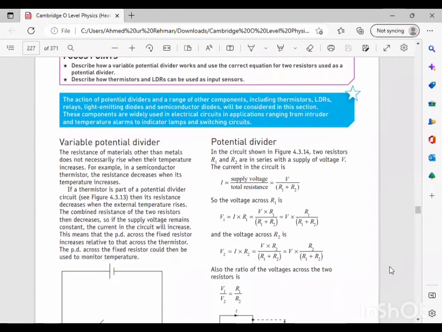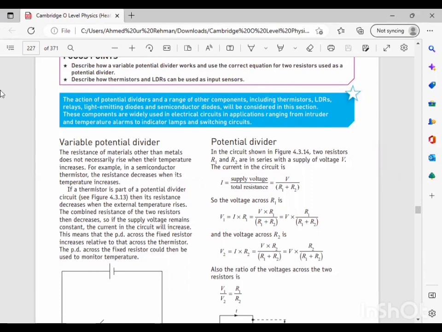Action and use of circuit components. Variable potential divider. Resistance of materials other than metals does not necessarily rise when the temperature increases, right? This is one part they're telling you: resistance is not necessarily going to rise when the temperature increases. If a thermistor is part of a potential divider circuit, then its resistance decreases when the external temperature rises. So if resistance is decreasing when temperature is rising, one thing is decreasing, the other is increasing, so there is an inverse relationship between both of them, right?